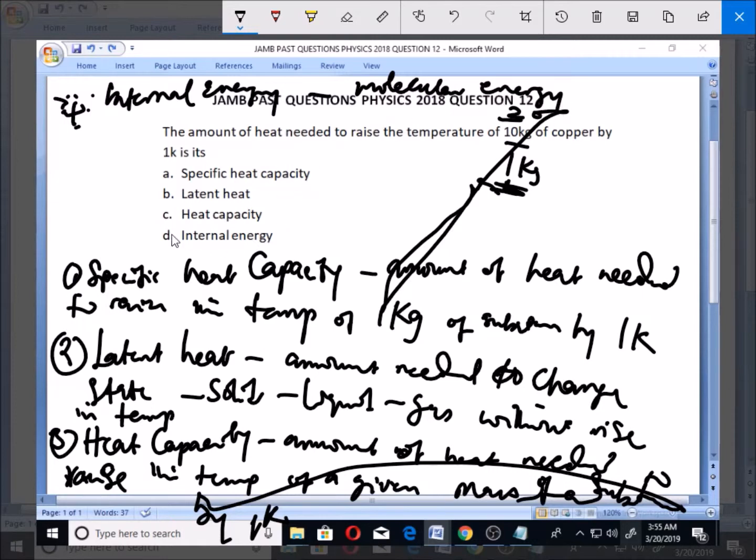So from these definitions we can see that C is the right option, because heat capacity is the amount of heat needed to raise the temperature of a given mass, say 10 kg, it could be 20, it could be 30, it could be 100 of copper by 1 Kelvin. But if this mass is 1 kg, then it will be specific heat. So whenever you hear the word specific, we're talking about 1 kg, but once it's more than 1 kg, we talk about heat capacity. And that is the answer to the problem. Option C. Thank you.